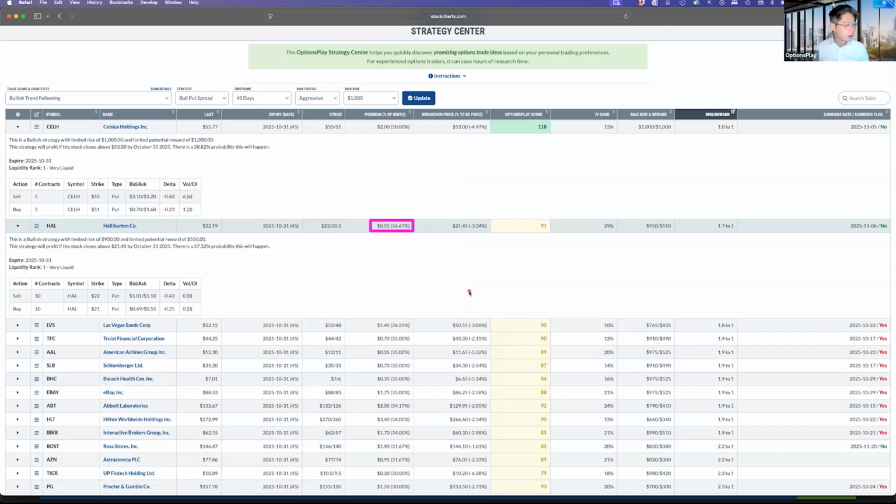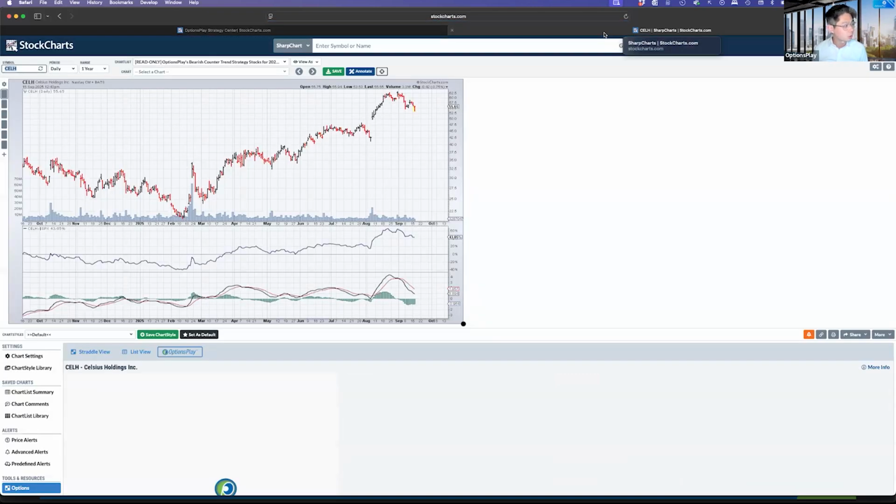So for me, I think I would just trade the Celsius Holdings one and come back maybe a few hours later or maybe tomorrow and see what other scans come up. But this tool basically automates all of the work for you so that you basically just have to pick the ones at the top of the list. I always recommend taking a look at the chart, just making sure that you agree with the chart setup, right? And I think Celsius Holdings is probably one of the more obvious ones where you look at it and say, yep, that ticks all the boxes.